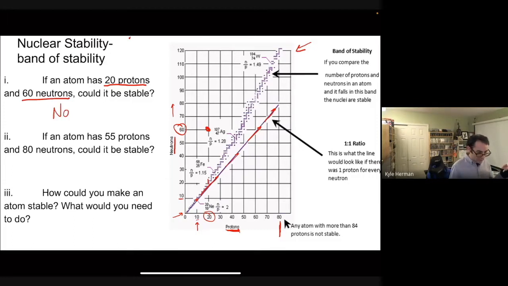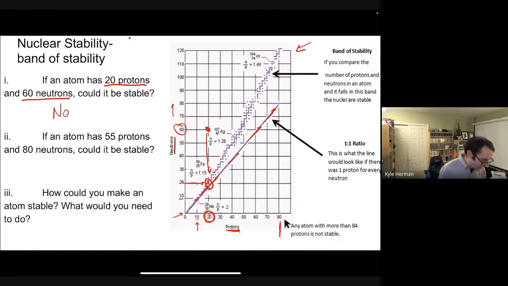All right. Now, how could we make this stable? I know it's not what it's asking, but we would have to reduce the number of neutrons until it falls into that band. And this is 20. If we look at about 20, we can see that it would be stable if they both had about 20. So 20 protons and 20 neutrons. All right, let's check out the next one.